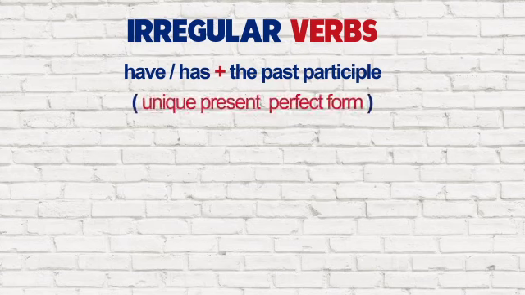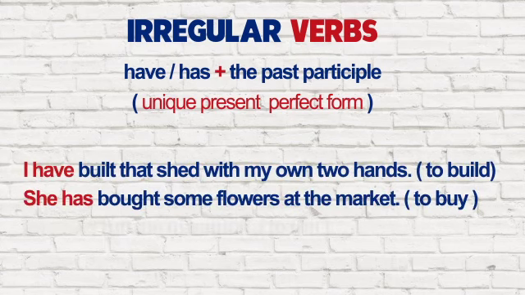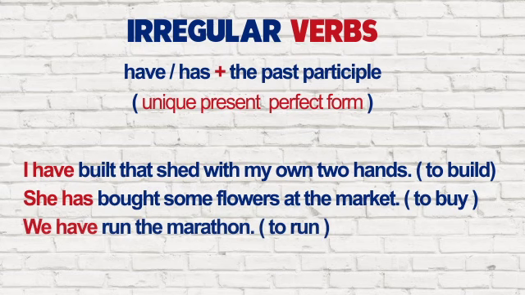Take a look at the examples. I have built that shed with my own two hands. The infinitive form of the verb is to build with a D. She has bought some flowers at the market. The infinitive form of the verb is to buy. We have run the marathon. The infinitive form of the verb is to run.